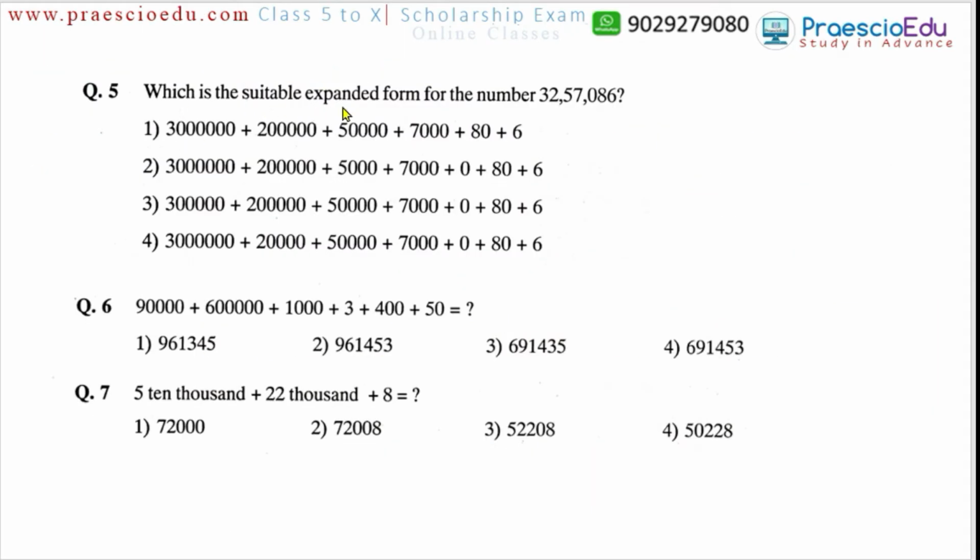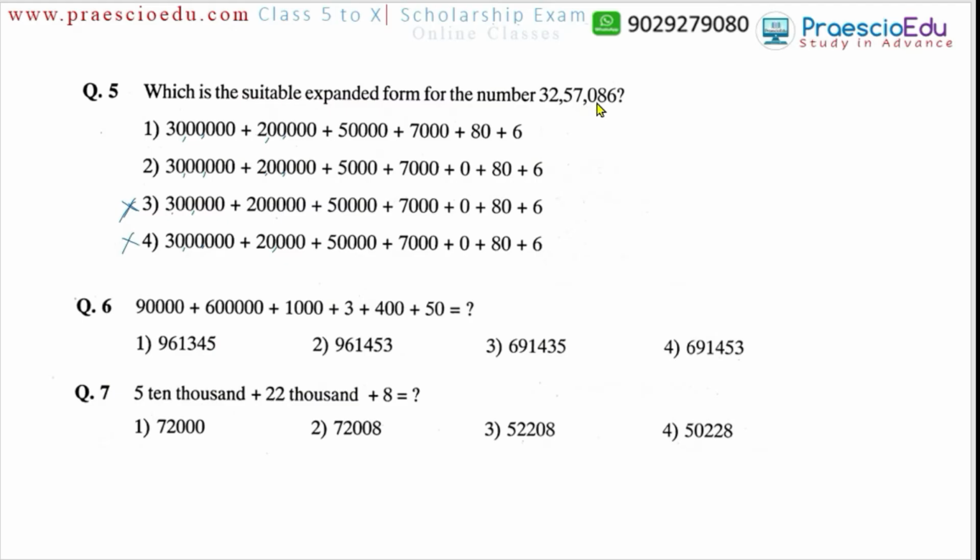Question number 5: which is the suitable expanded form for the number 32,57,086? 32 lakh means 30 lakh plus 2 lakh. Here 3 lakh is mentioned, so this option is incorrect. Here 30 lakh and then 2 lakh is correct, but this third option is not, and here 20, so option number 4 is also not correct.